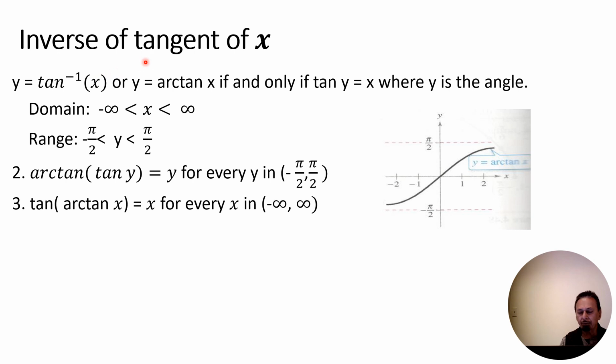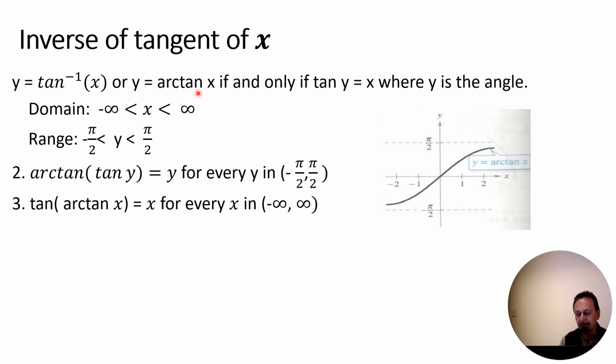Okay, the inverse of tangent of x. The inverse of tangent x we write as tangent inverse x. And if this equals y, we can also write y equals arc tangent of x. Some people write tangent inverse x, others write arc tangent, so you can write either. This is the inverse function.